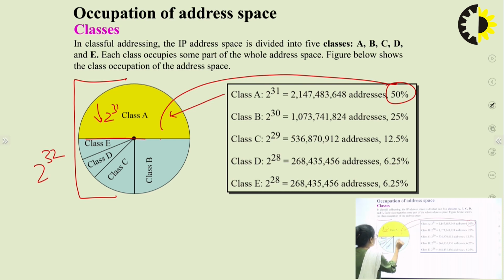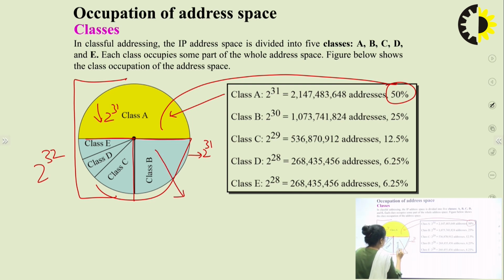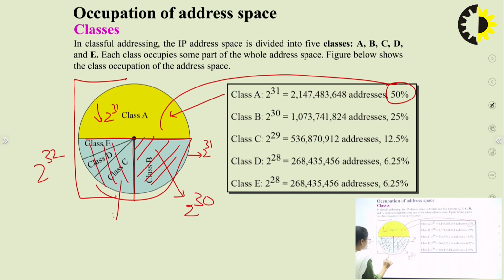Now, the remaining half, again we are dividing it into 2. The remaining half is in total 2 to the power 31. If you divide it into 2, the values in this section will be 2 to the power 30, and the values in this section will again be 2 to the power 30.